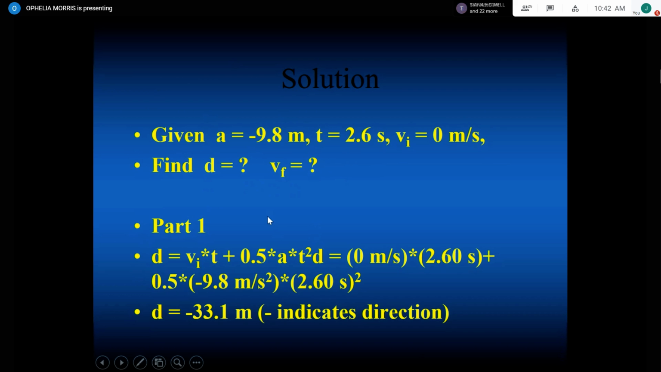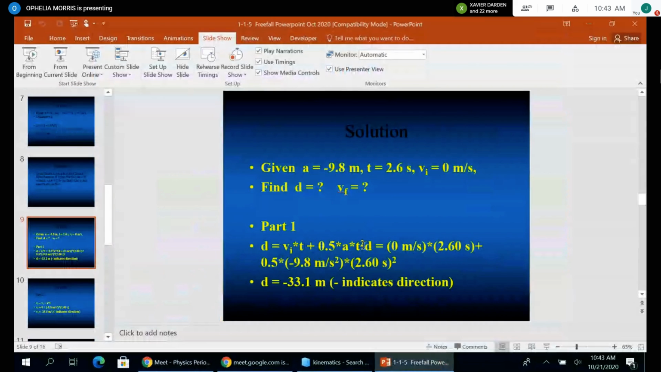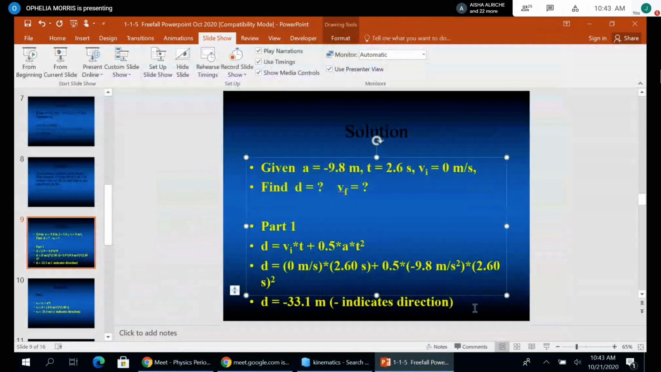So part 1, again, we're gonna go to the original formula. D is equal to VIT plus 1/2, and 1/2 as a decimal is 0.5, AT squared. I have to just put it, hold on, let me just change the slides, one second. Un segundo, por favor.